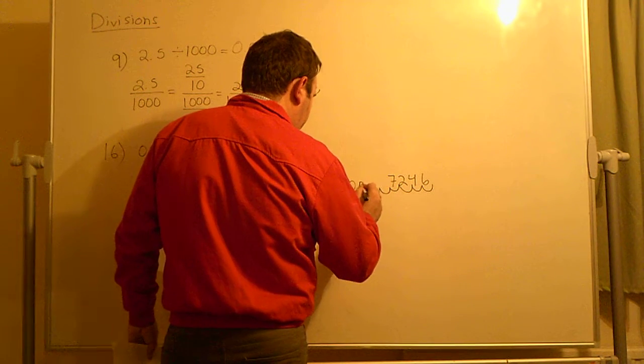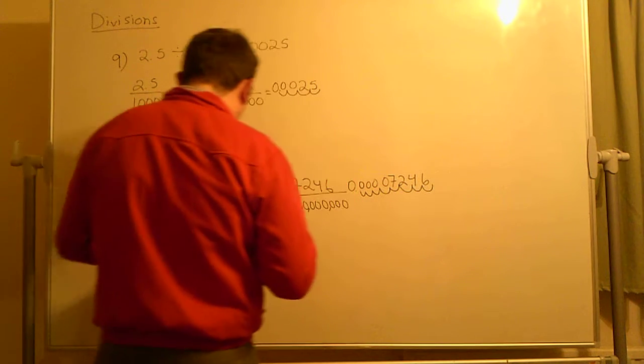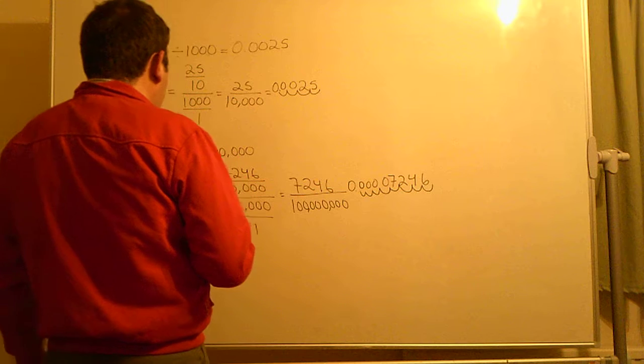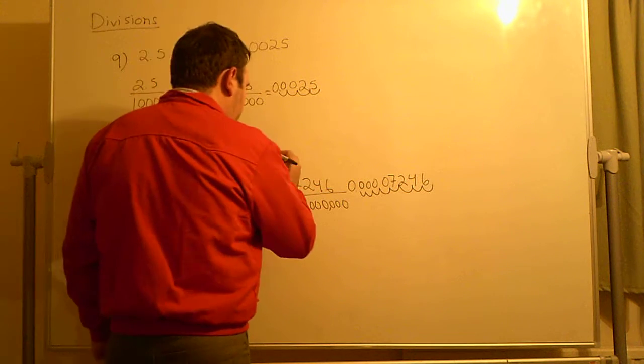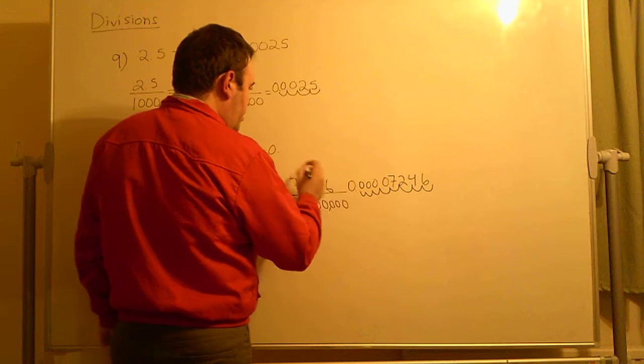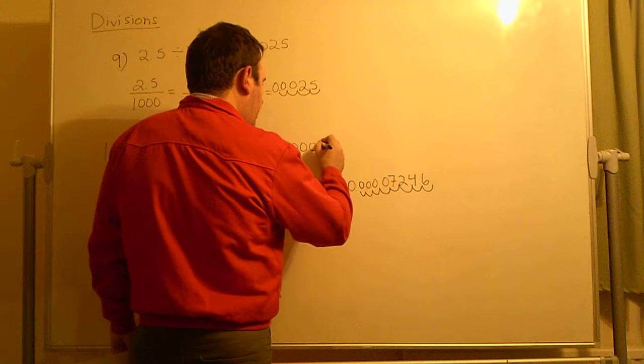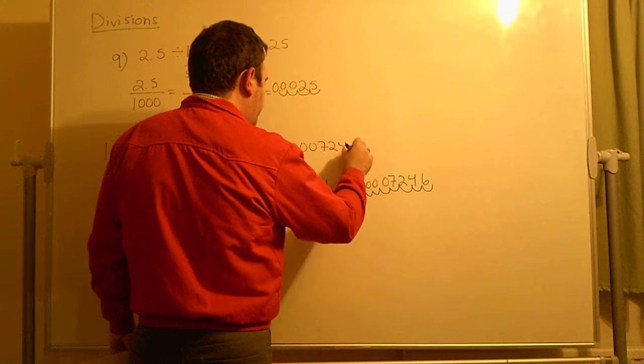So we have a 0 here, a 0 here, a 0 here, and a 0 here. So the final result will be 0.00007246.